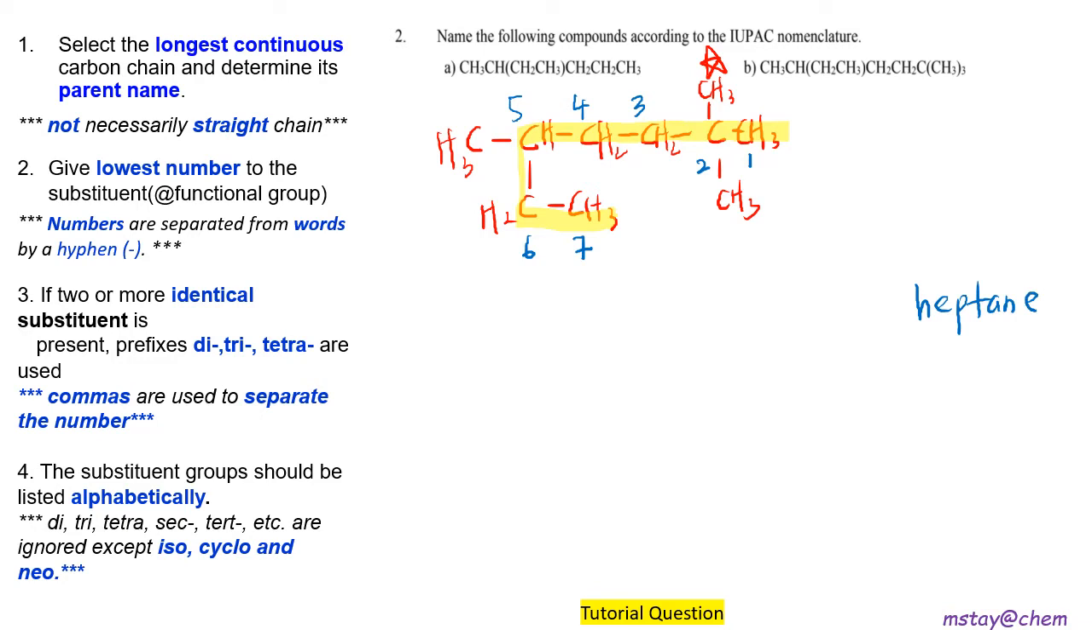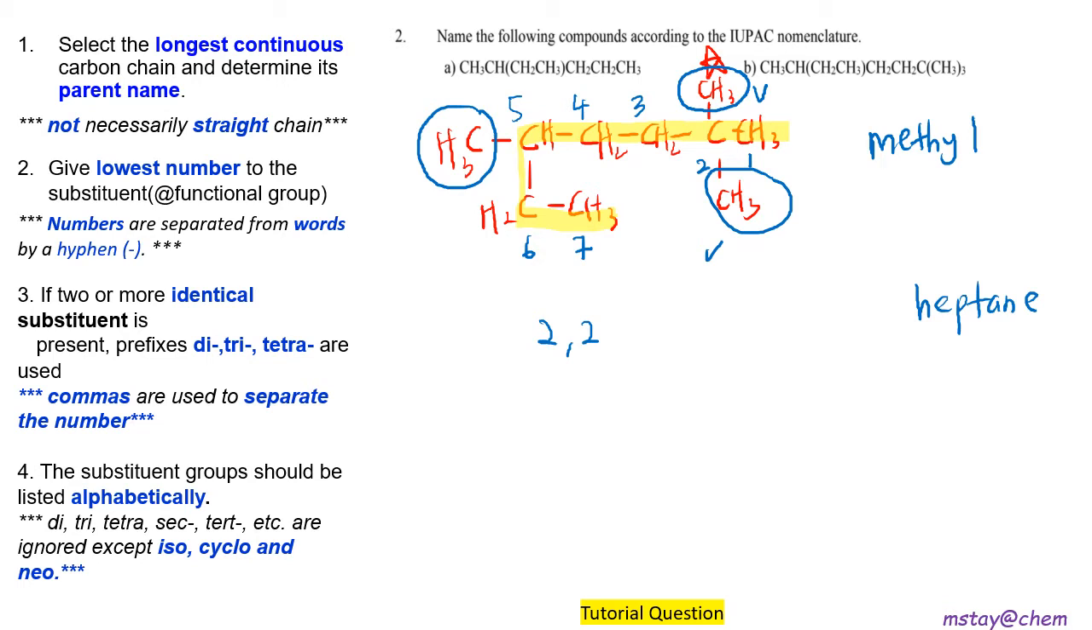Then from here we can see this is 1 substituent, 2 substituent, and 3 substituent. All these 3 substituents are similar, known as methyl. The methyl is at position 2, and another one also at 2. So we write 2, 2, because in between numbers we use a comma. And then the 3rd methyl group is at the 5th carbon, so 2, 2, 5.